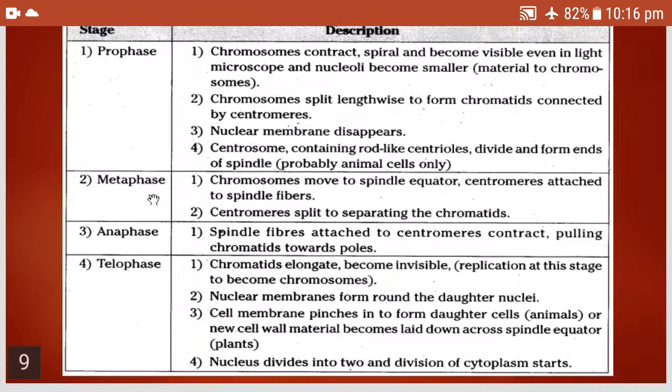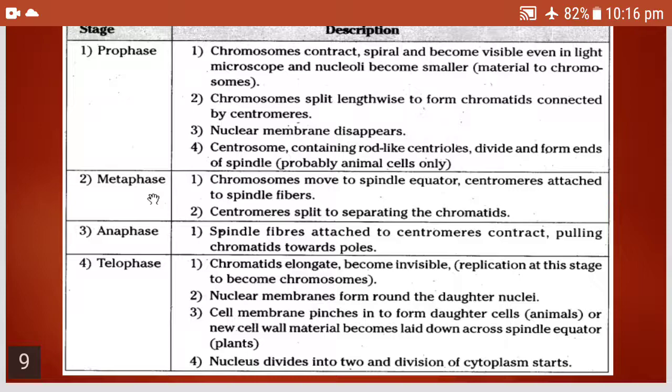Now this is the summary of mitosis, that is the different stages in mitosis: prophase, metaphase, anaphase and telophase. As I told you, during the prophase, chromosomes become visible and the chromatids split. Chromosomes also split to form the chromatids and the nuclear membrane disappears. And in metaphase, they come and lie on the equatorial region. They move to the spindle equator.